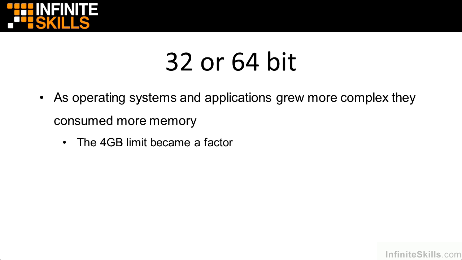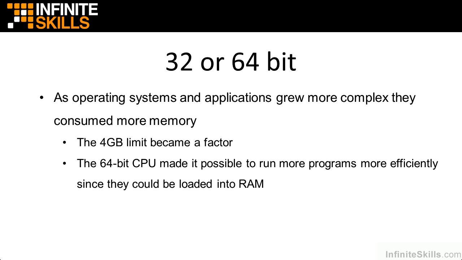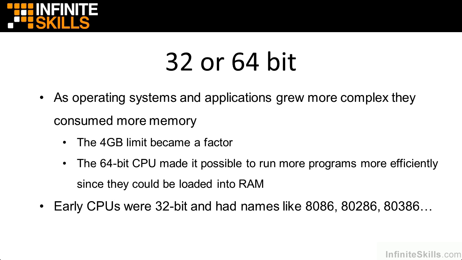So as our systems and applications became more complex and more demanding, we needed more memory to power these things, and that 4 gigabyte limit became a factor. The 64-bit CPU made it possible to put 8, 10, 12, 16 gigs of RAM on a machine, especially servers, and we could run more programs more efficiently since those programs, when we open them, could all be loaded up into RAM and we weren't swapping data back and forth out of disks. Trust me, the 64-bit CPU gave us a lot more memory to work with, and we could load programs into RAM and get a lot done faster.